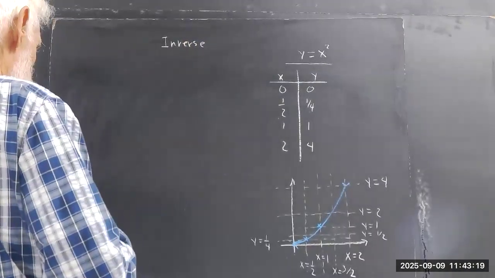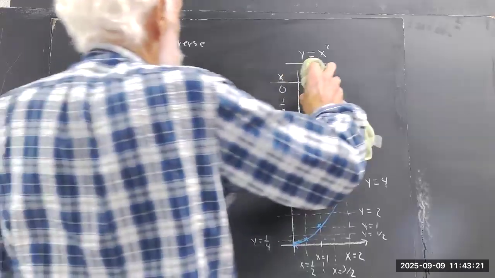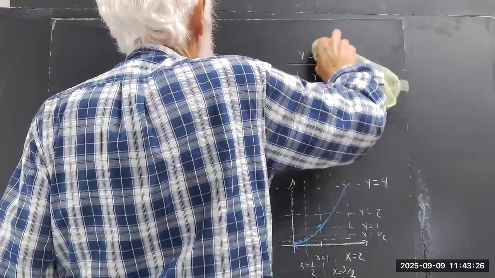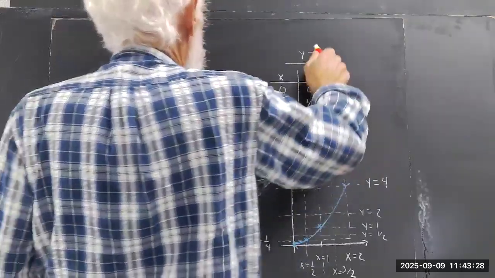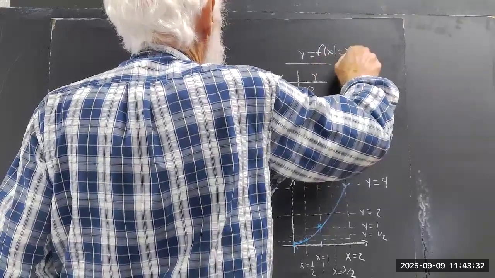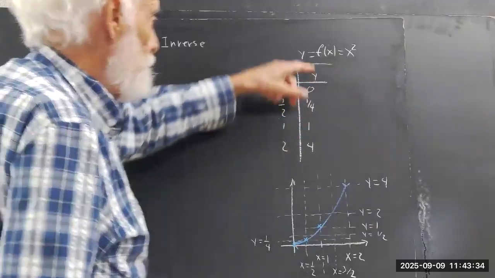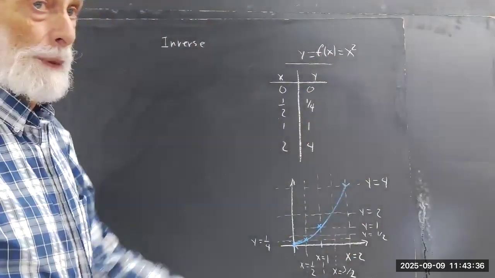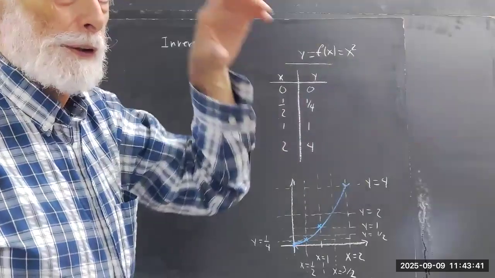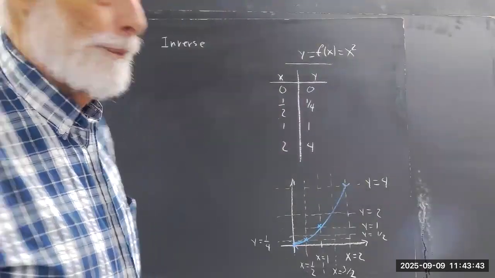And I'm going to actually put a little more notation in here. y equals f of x equals x squared. So now we've given the function a name. We're still doing y equals x squared, but we're giving a name to the value and calling it f of x.